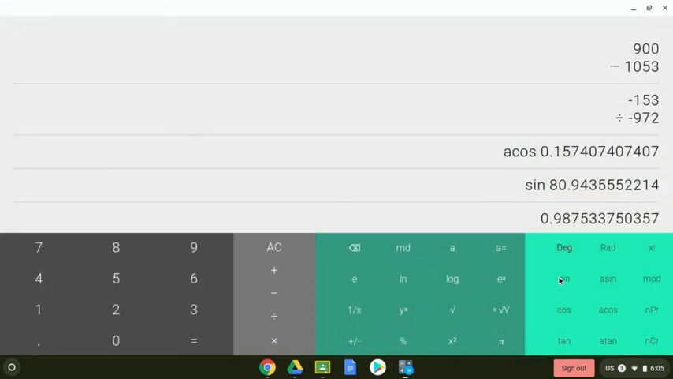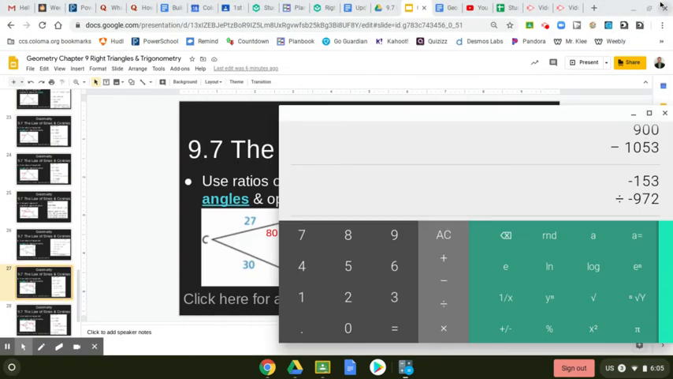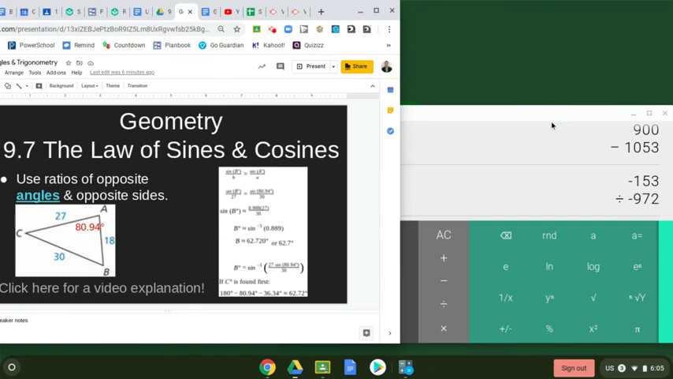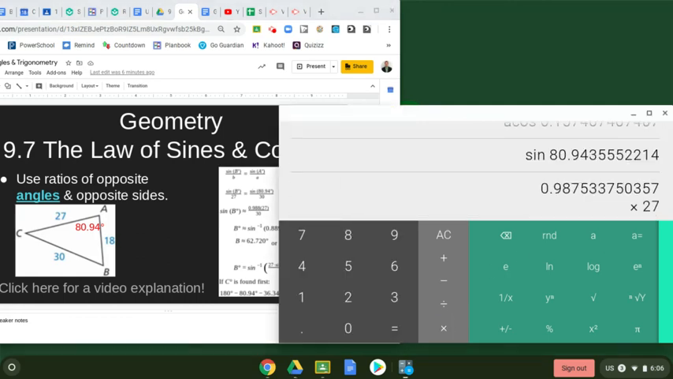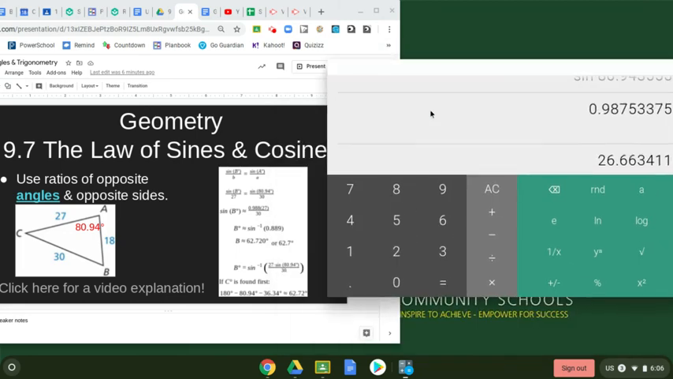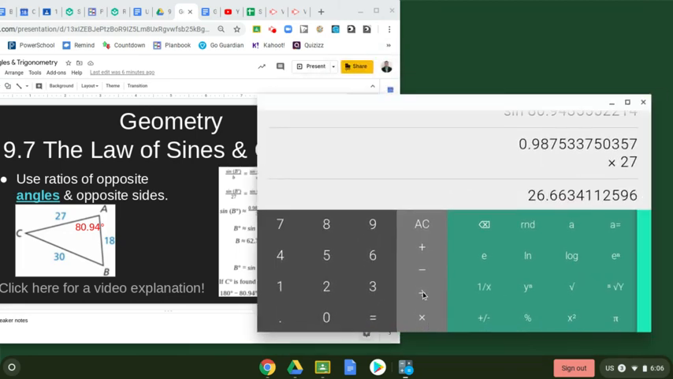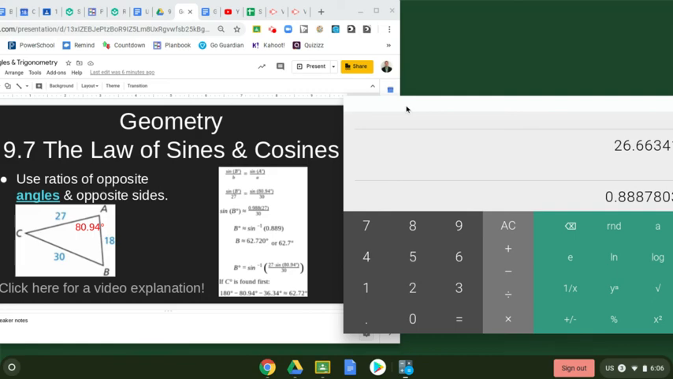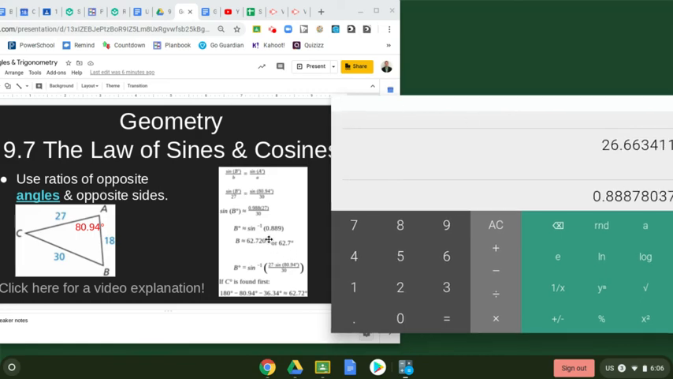We get 0.98753, and we want to cross multiply that. There are a couple other ways you can do your keystrokes, but this is what I advise. We need to cross multiply that with the 27, and that gets us 26.6634. And then we want to divide that by 30. And now I've got 0.888. If we look over here, that rounds to 0.889.